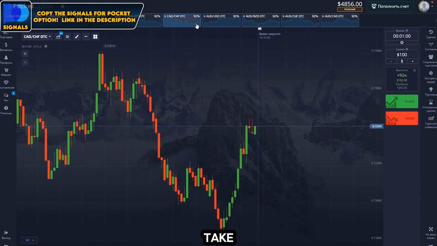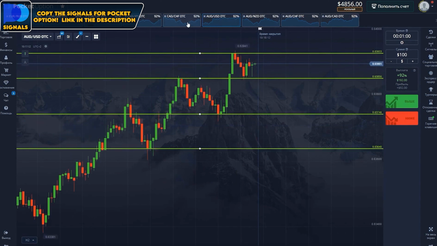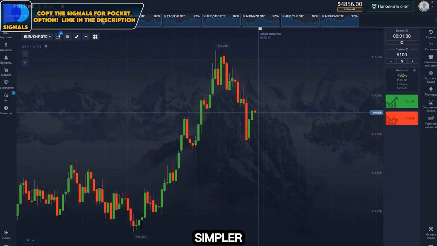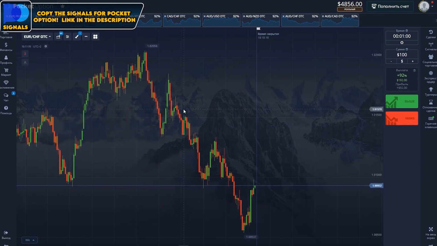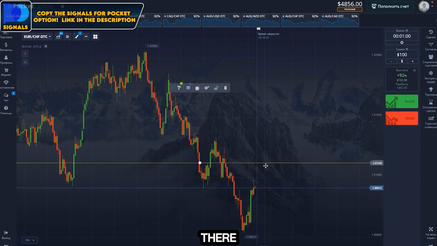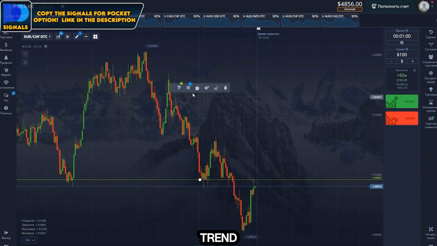All right, let's take a look at the next asset. For now, everything here is on pause. Next, we will look at something simpler. In principle, this is also possible. We had an upward trend there, and here we will have a downward trend. How it can be worked out.